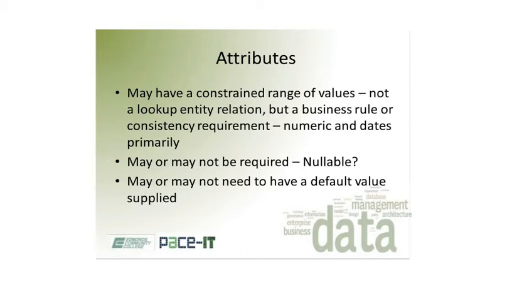An attribute may be required or not required. If it's required, it cannot be null. So we have this term called nullable. Most spell checkers turn that red underline on when you see that word nullable, but it simply means if it's required, it cannot be null. If it's not required, then it can be null, therefore it is nullable. You may or may not need to have a default value supplied. Many times if you have a field that cannot be null, it's helpful to do some analysis, find out what the most frequently used value is in that field, and then supply that as a default value.